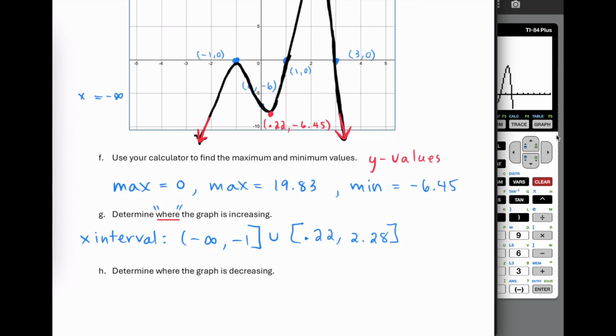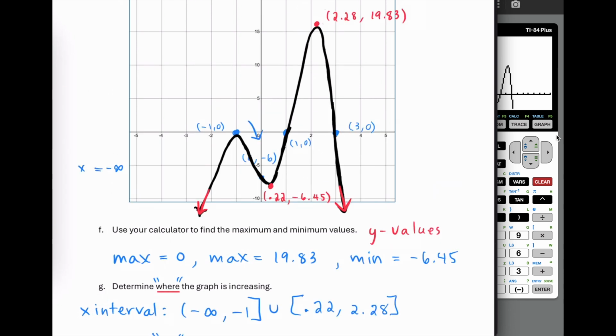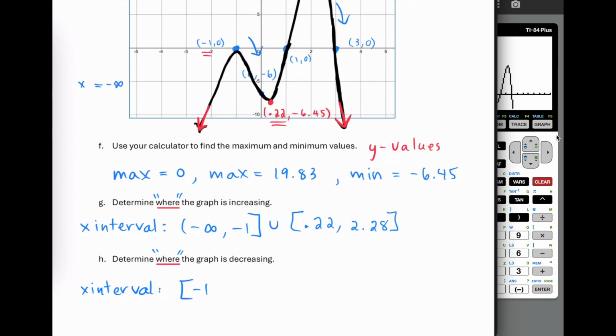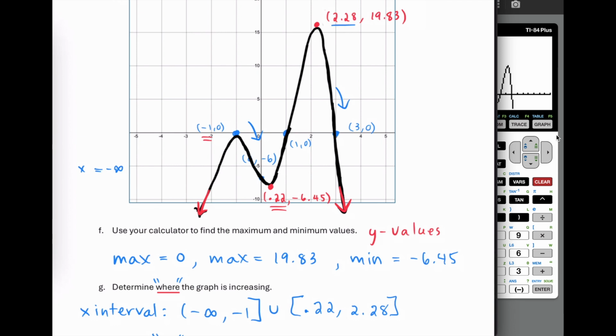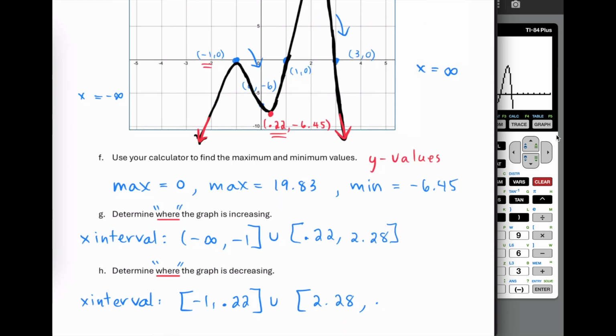In our last question here, we're asked where the graph is decreasing. Again, a where question is answered with an x value or an x interval. The graph is decreasing in this region and in this region. And our first region starts with the x-coordinate -1, and it decreases all the way into the x-coordinate 0.22. So we'll say down here from -1 to 0.22, again using brackets. And then we combine that with the interval that starts at 2.28, and then it's going to be decreasing all the way out to x is equal to positive infinity. So we start at the x value 2.28, and we are decreasing all the way out to the x value positive infinity.